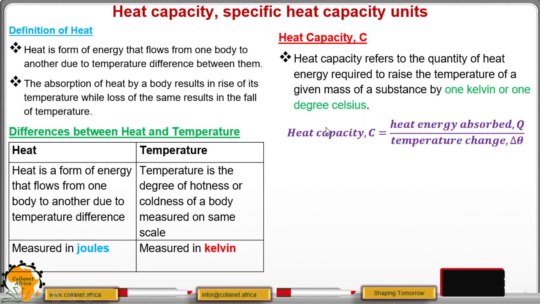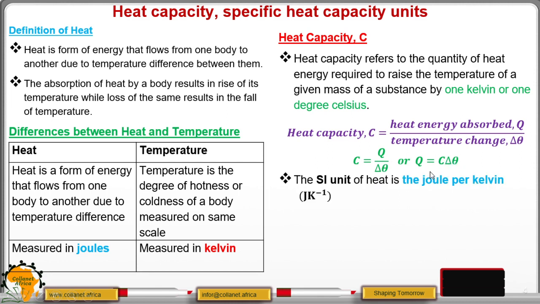So mathematically we can say that heat capacity is given by heat energy absorbed or heat energy supplied divided by the temperature change. That is, C is Q over change in temperature. From this formula, you can make Q the subject of the formula by multiplying by the change in theta. So our Q is equal to C times change in theta.